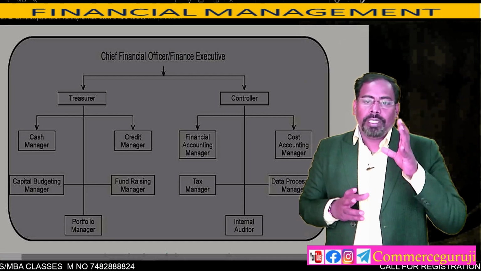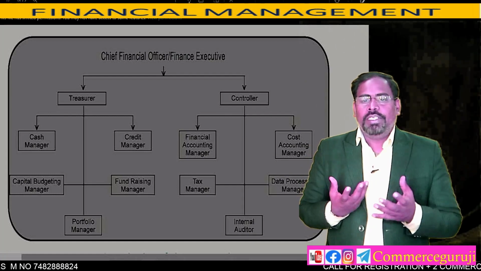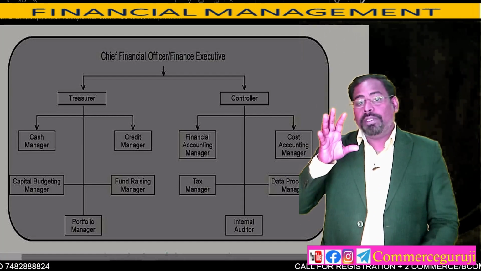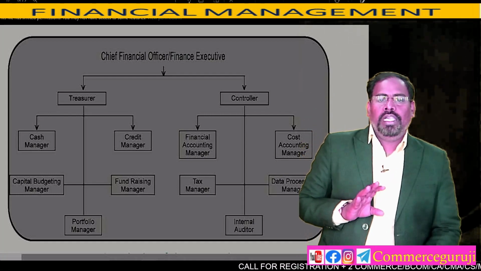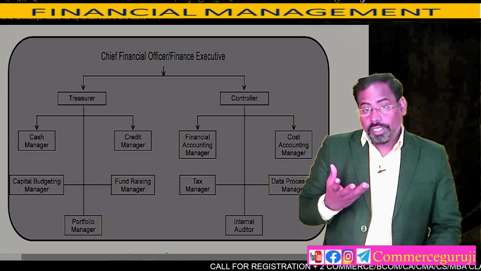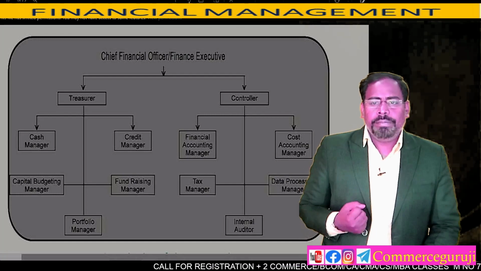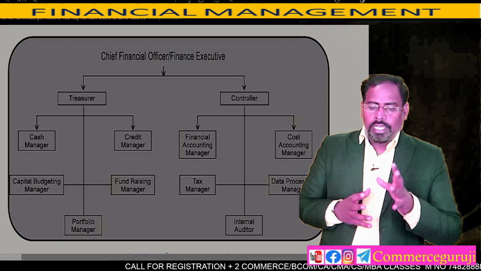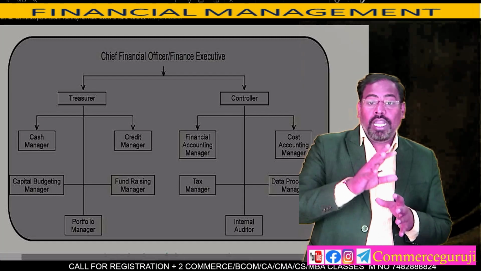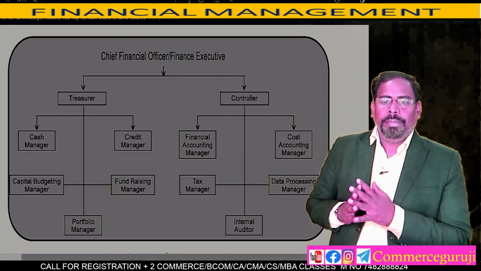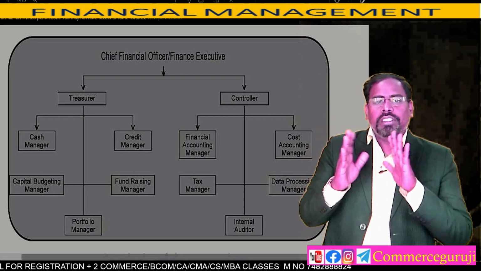The financial accounting manager looks at the finance aspect: what is the profitability of the concern, what are the assets, what are the liabilities. The cost accounting manager looks after the cost aspect: what cost is to be incurred to produce or run the services. Then the tax manager needs to look at different taxes, direct tax and indirect tax, which means tax planning has to be done. The data processing manager, internal auditor and audit manager look after the internal aspects of the organization, whether there is a loophole in the company and whether the procedures are being followed. So these are the two functions of the financial manager.